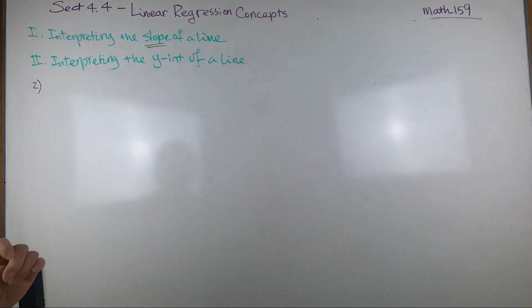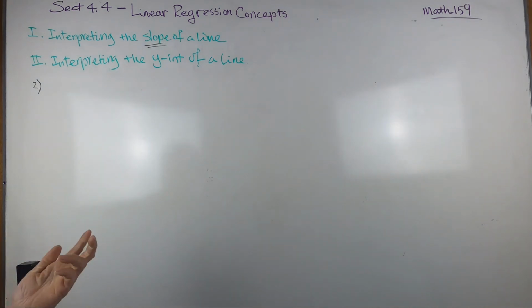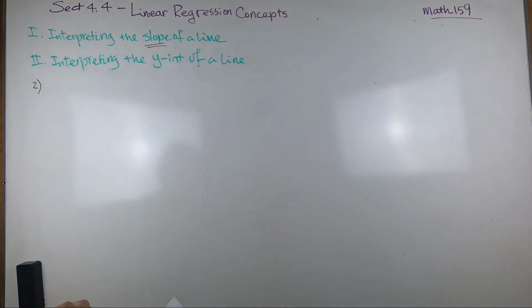So we are interpreting the slope and y-intercept right now, right? So let's look at some more examples on your page 41 for more interpretation of the y-intercept. Okay, example 2.